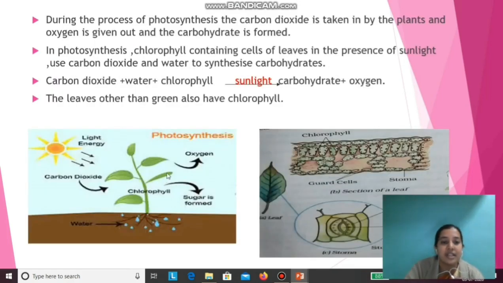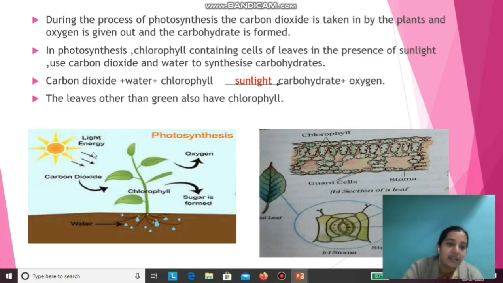So if you see here, now the sunlight falls on the plant, the atmospheric carbon dioxide is absorbed by the leaves. But how do they absorb this carbon dioxide? This is your section of your leaf. You can see the guard cells here. Yes, this is your stomata, and these two bean shaped structures are called as guard cells.